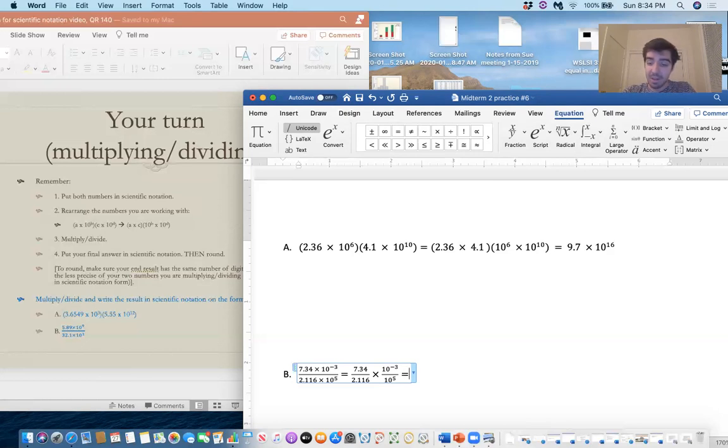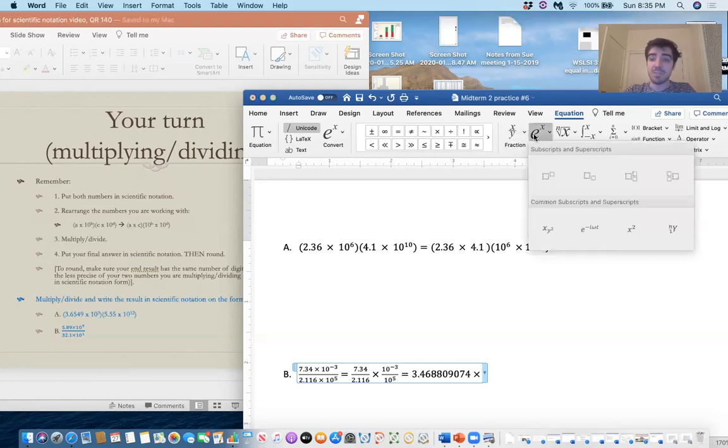7.34 divided by 2.116. That's going to be 3.46880907. That's all my calculator will show me. That's probably all we're going to need, because we're going to be rounding this in just a second. So just go as far as your calculator will let you go.